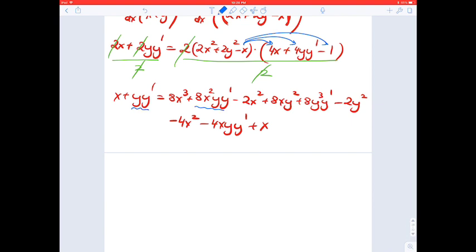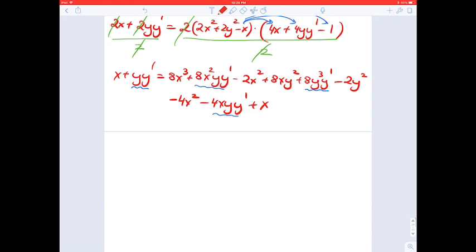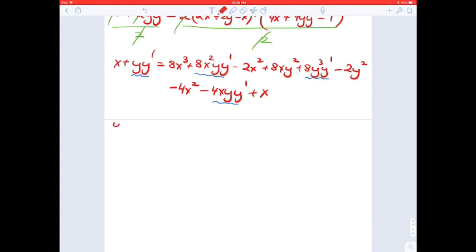This term contains y prime. This term contains y prime. This and this. That means all of the blue, the underlined blue terms, we have to put on one side. Let's start. Y prime. And then I will subtract 8y cubed y prime. Let me keep the order first. I will subtract 8x squared y prime. Then I will subtract 8y cubed y prime. And I will add 4xy y prime.